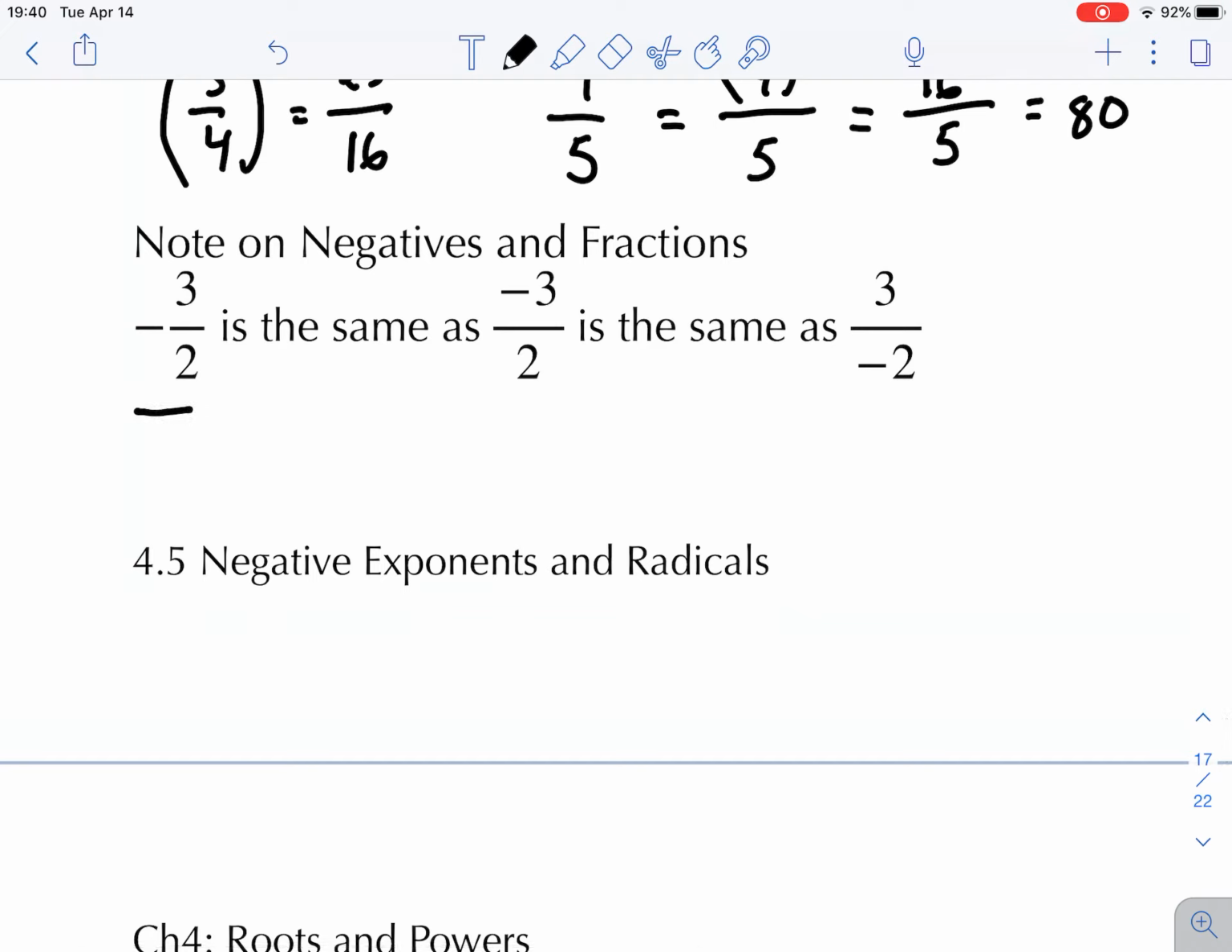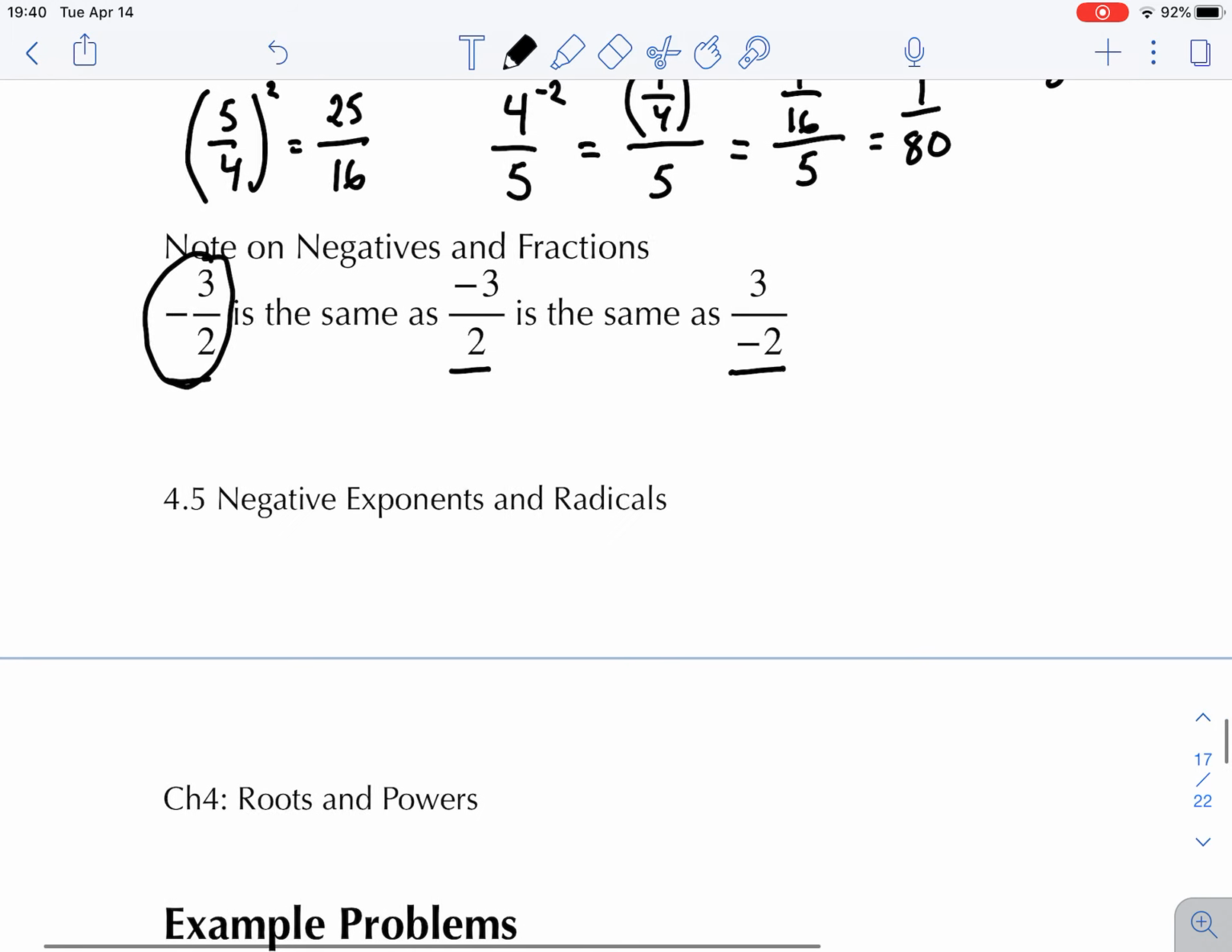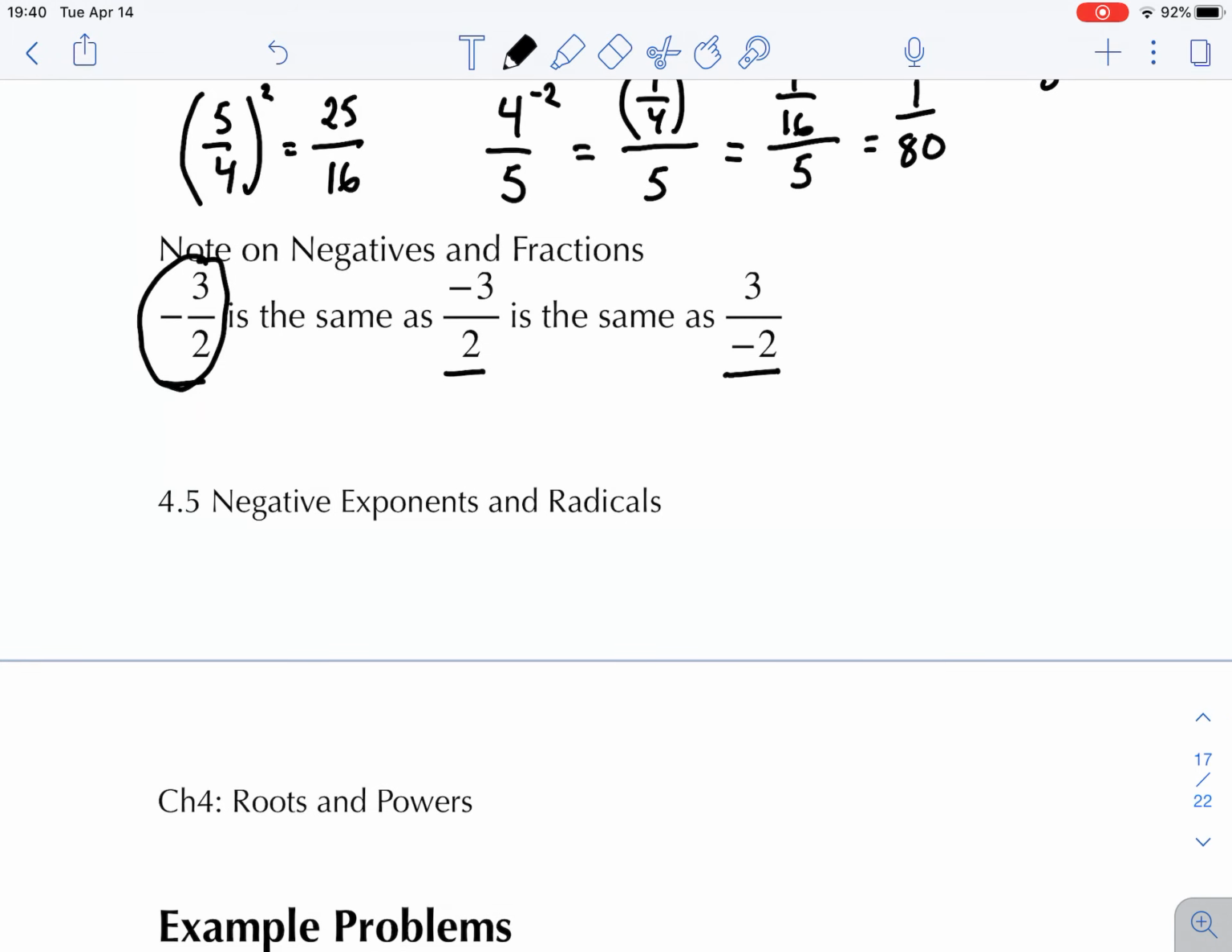Quick note on negatives and fractions. Negative 3 over 2 is the same thing as negative 3 over 2, which is the same thing as 3 over negative 2. All three of those fractions are the same. This first one is just the easiest one to kind of deal with. So if you ever have just a negative number over a positive number, bring the negative outside the fraction, put it in front, and that makes it easier to deal with.